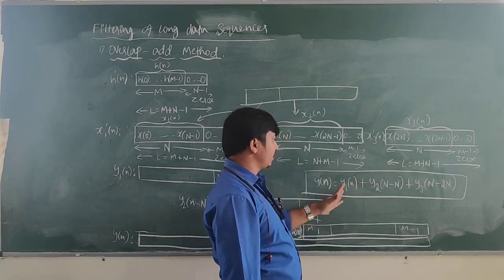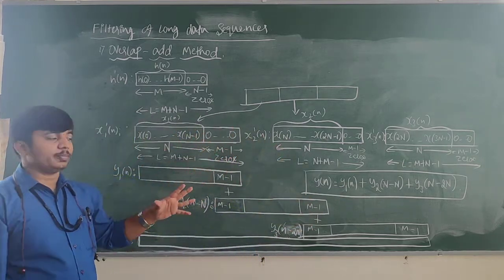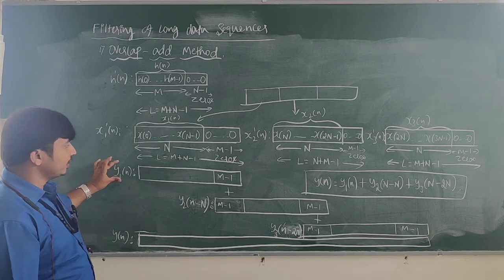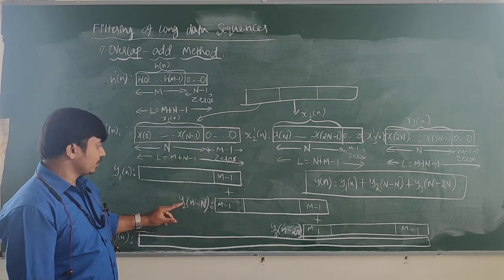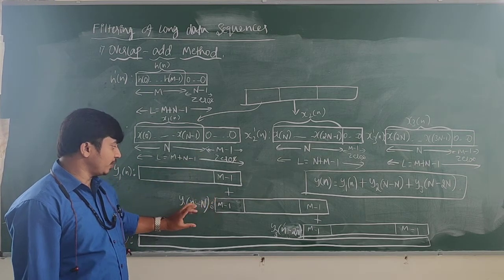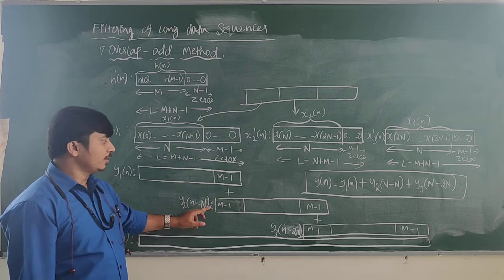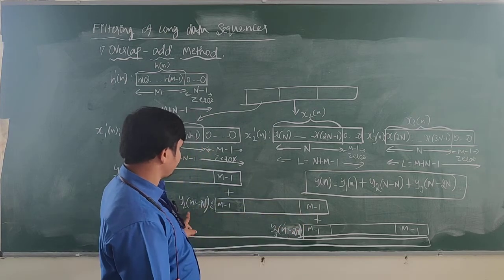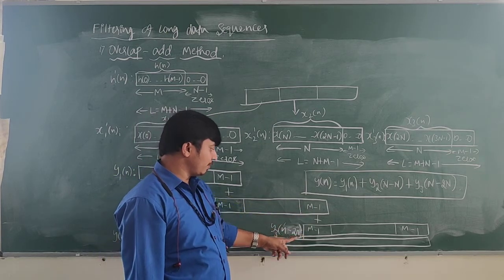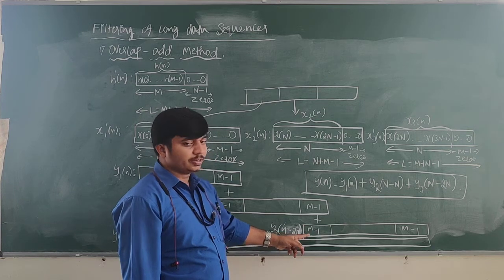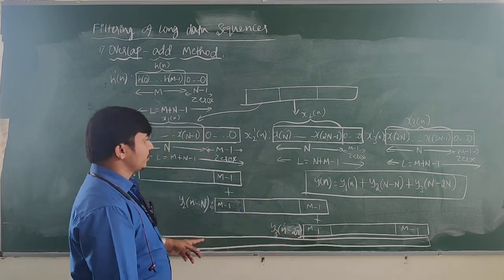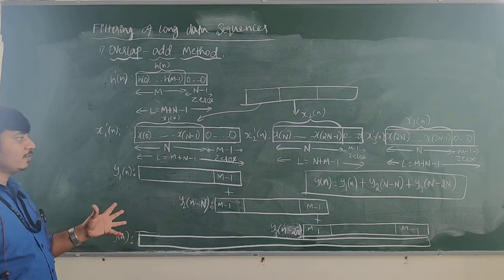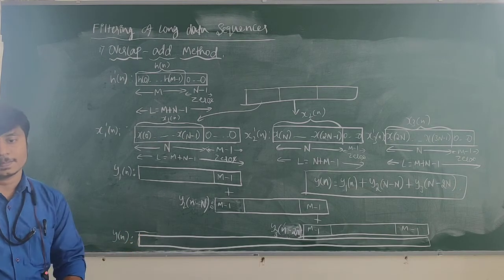That's why it is called the overlap add method. Here the last m minus 1 points of y1 of n are overlapped with the first m minus 1 points of y2 of n minus N. Again, the last m minus 1 points of y2 of n minus N are overlapped with y3 of n minus 2N. That's why we call it the overlap add method. You will understand this once we solve one problem.